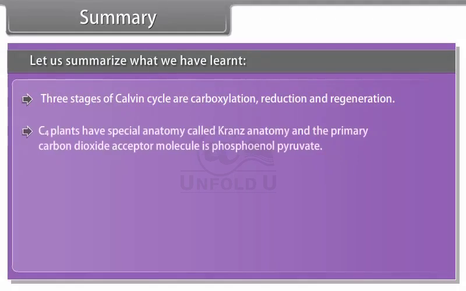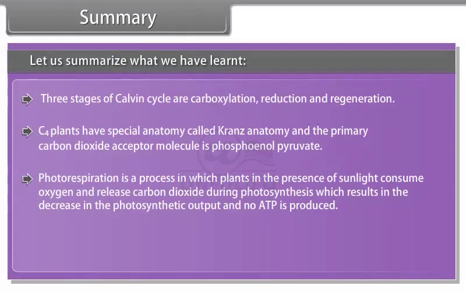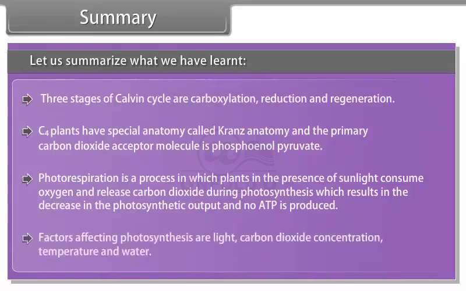C4 plants have a special anatomy called Kranz anatomy, and the primary carbon dioxide acceptor molecule is phosphoenol pyruvate. Photorespiration is a process in which plants, in the presence of sunlight, consume oxygen and release carbon dioxide during photosynthesis, which results in the decrease in the photosynthetic output and no ATP is produced. Factors affecting photosynthesis are light, carbon dioxide concentration, temperature and water.